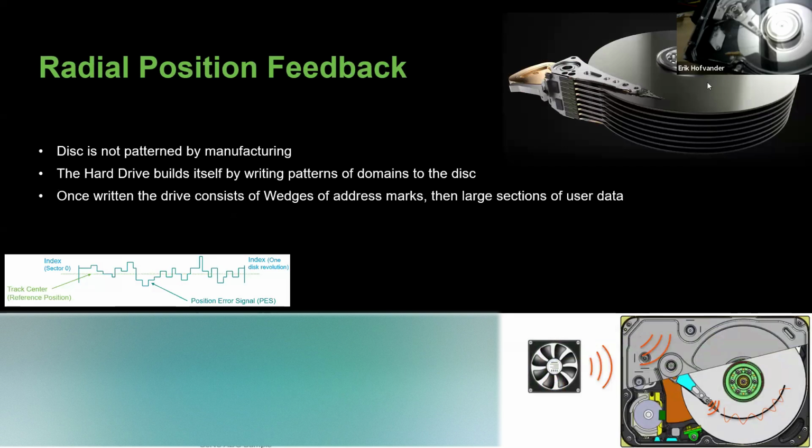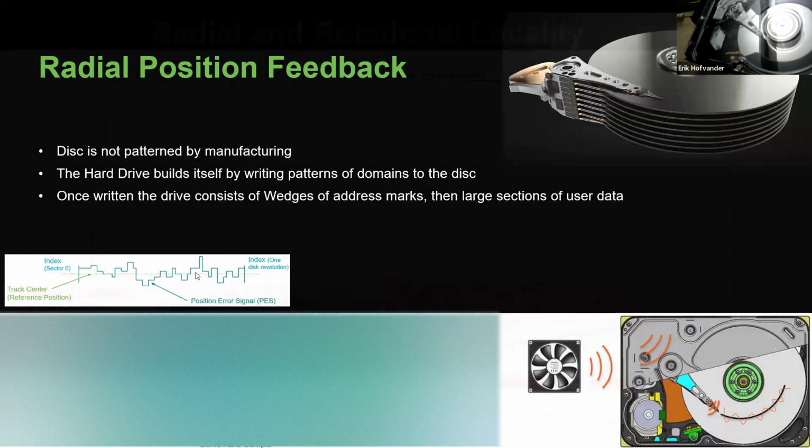So the disk itself is just like a mirror. You can't see anything on it. There's nothing written there, so the disk is not patterned. What we're going to do is use vacuum deposition to place rust, basically, on top of the disk surface and then coat it with some interesting things. On top of this, we have to write all of the address markers ourselves. There's nothing there telling us where we are until we write it there. So the hard drive, we say, builds itself.